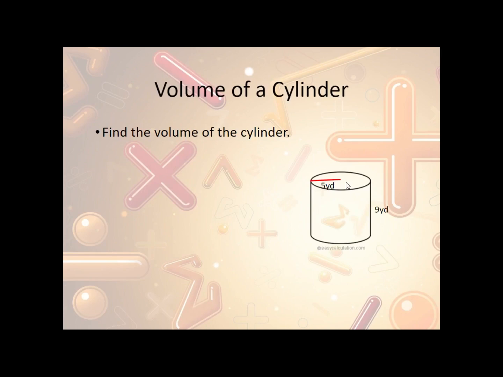Now let's take a look at how to find the volume of a cylinder. Now, the volume of a cylinder is found by using the formula pi r squared h. Well, we know that the r value is 5.